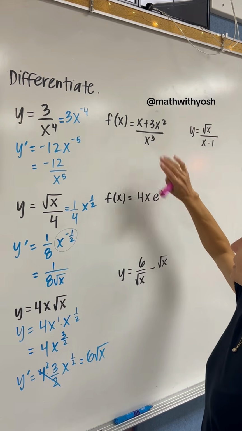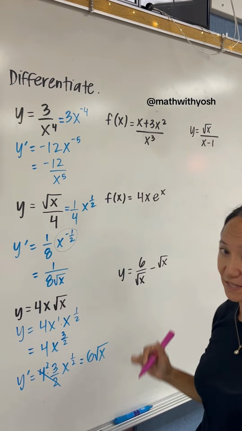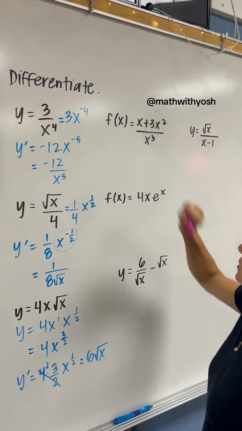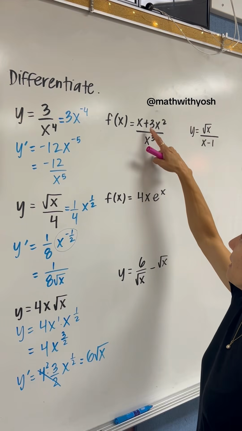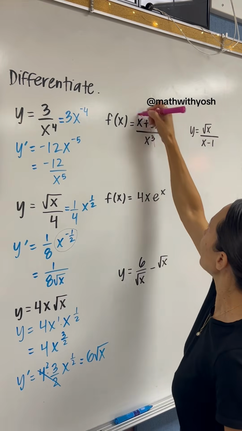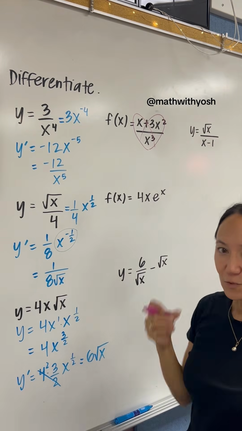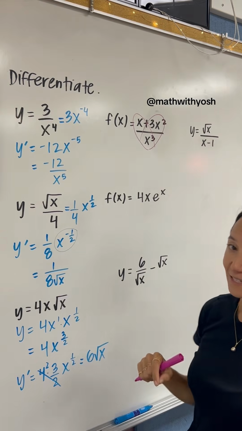For this next one, it's very specific. You have 2 terms on top, and you have a single term in the denominator. So you're going to essentially split the fraction. You're going to do x divided by x to the 3rd plus 3x squared divided by x to the 3rd. In my class, I call it the heart because I just want a visual that we're splitting the fraction. We're taking both terms and dividing them both by x to the 3.